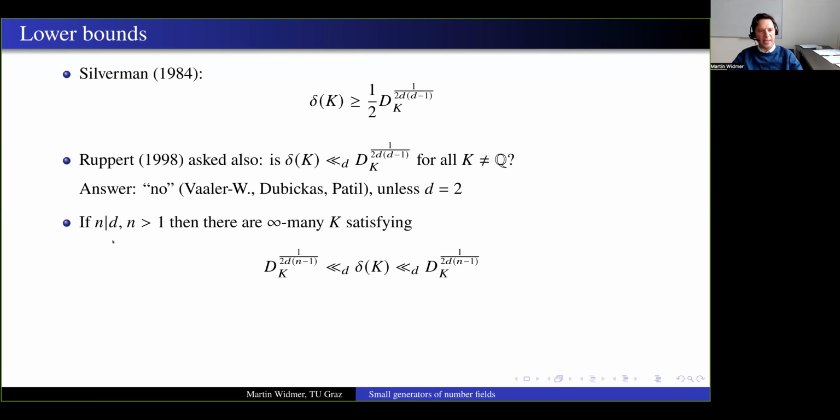So in particular, if d is even, you can choose n equals 2 and you get a lower bound d_K to the 1 over 2d. So if Ruppert's conjecture is true, then the exponent is certainly sharp when d is even. Okay. There's also a kind of trivial bound that one always has, and this is even for an integral generator. So in any number field, one has an integral generator whose height is at most the root discriminant of the field. Okay.